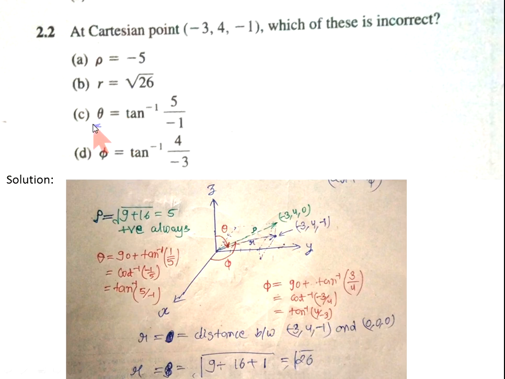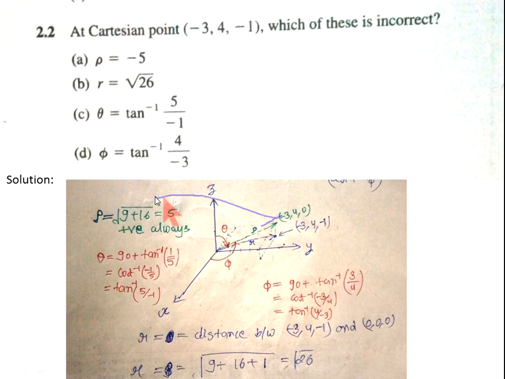And now the last option, C, that is theta. So the theta angle is 90 degrees from the z axis to the cylindrical distance rho, and there is some additional angle due to rho and the radial distance r. So the total angle theta equals 90 plus tan inverse of 1 by 5. This is the 1 by 5.